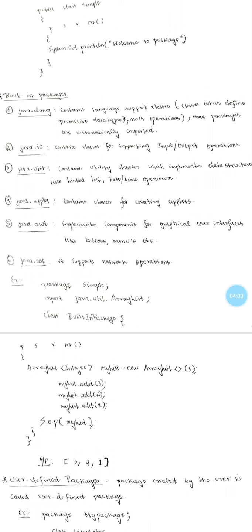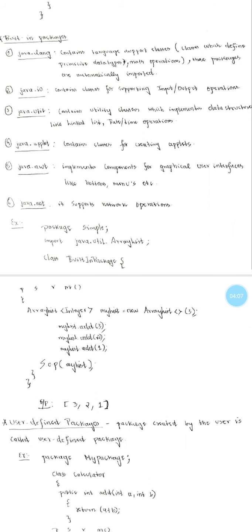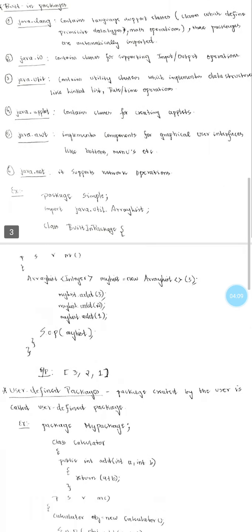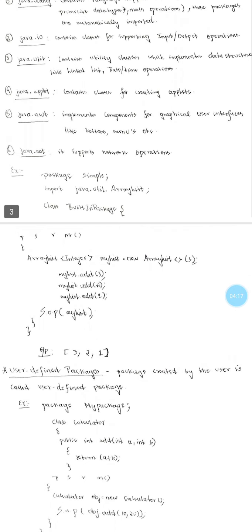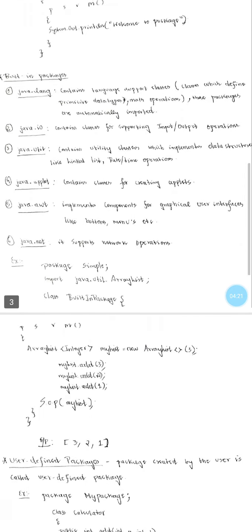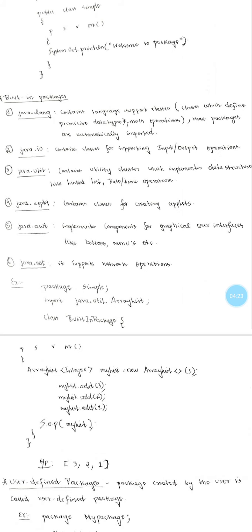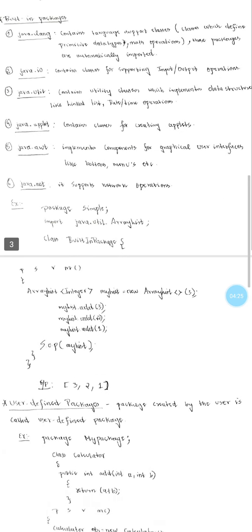Next, java.applet. It contains classes for creating applets. This is the fourth type. And java.awt. It implements components for graphical user interfaces like buttons, menus, etc. Last type is java.net. It supports network operations. So these are some of the built-in packages that are available in Java.